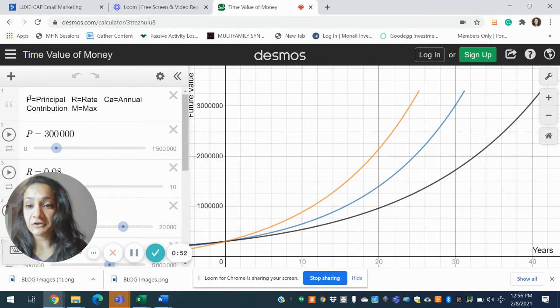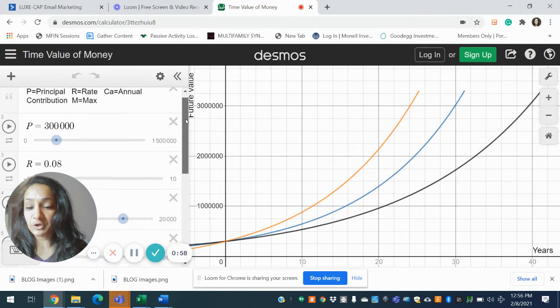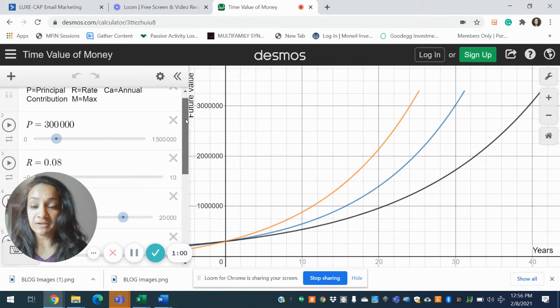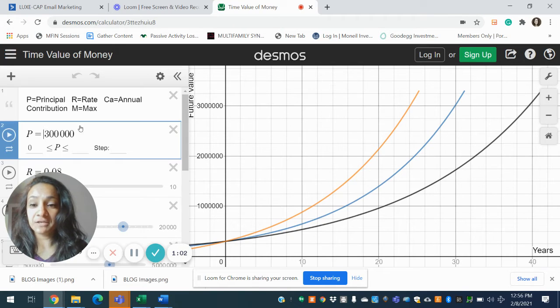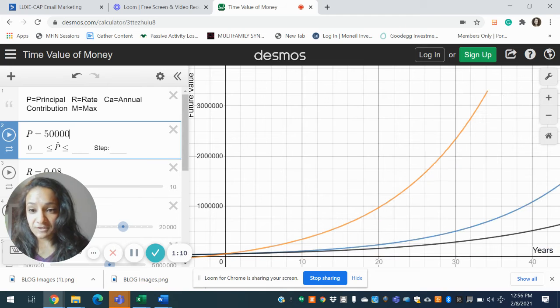As you can see here, there is a key. P is equal to principal. So principal would be the original amount that you will be investing. If you have no money to invest, then you would put 0 there. If you have $10,000 to invest, then you would put 10,000. And let's say you have 50,000, we're just going to leave that in there right now.